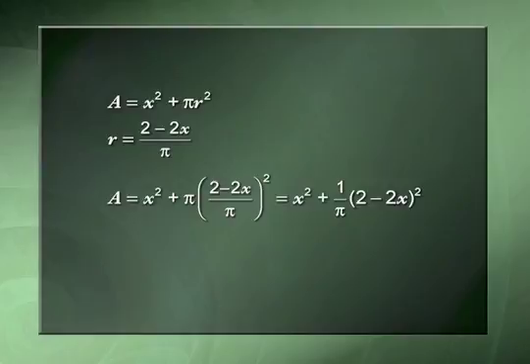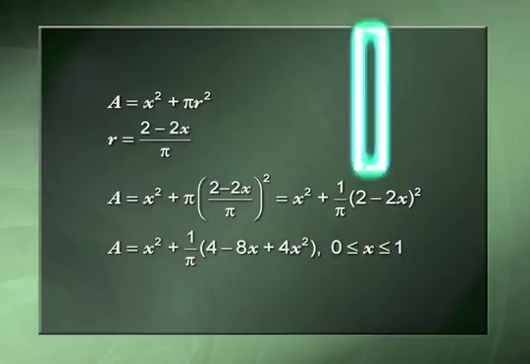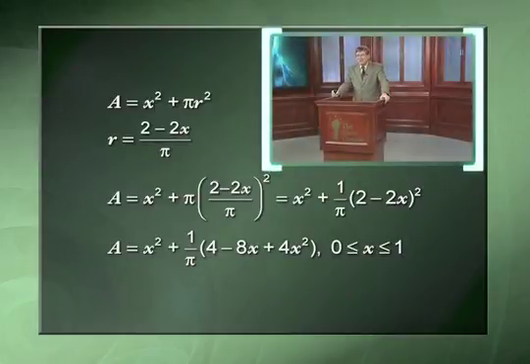Now I'm going to want to differentiate this to find the critical numbers. Again, I prefer to multiply it out. It'll be simpler to differentiate. Otherwise, I'll need the chain rule. So if I multiply it out, it's x squared plus 1 over pi, and then I square that term, and I get 4 minus 8x plus 4x squared. I think you see the domain is 0 to 1. If x is 0, then everything belongs in the circle, and if x is 1, everything belongs in the square. So those are the restrictions on x. Now, that was pretty tough, wasn't it? This is the hardest part of the problem, setting it up.